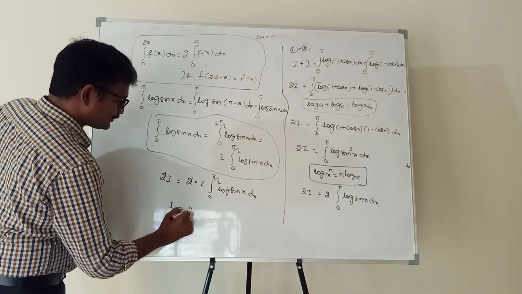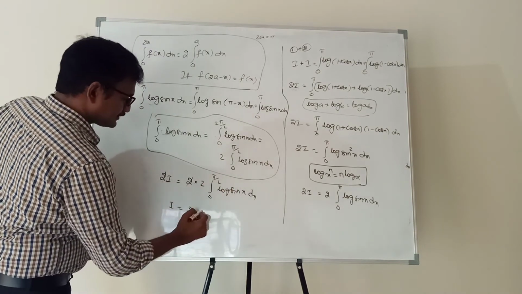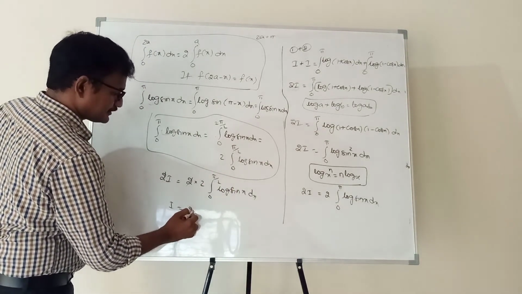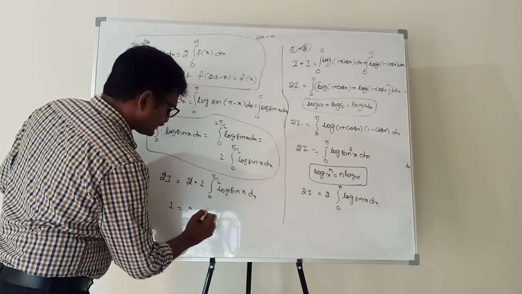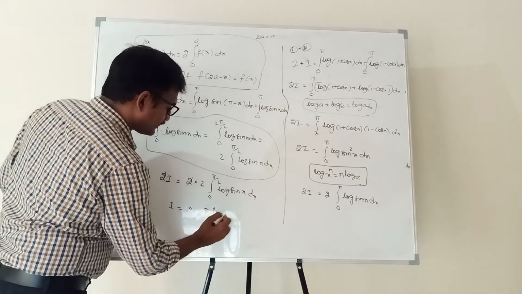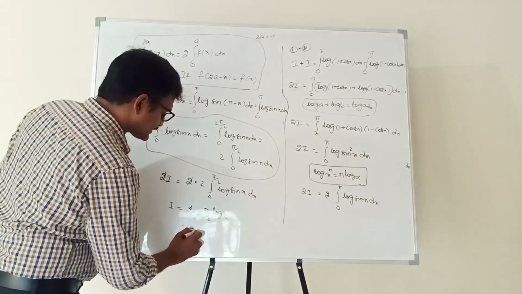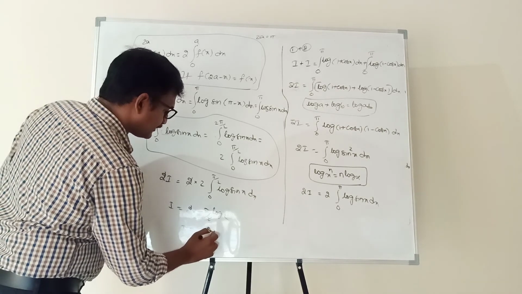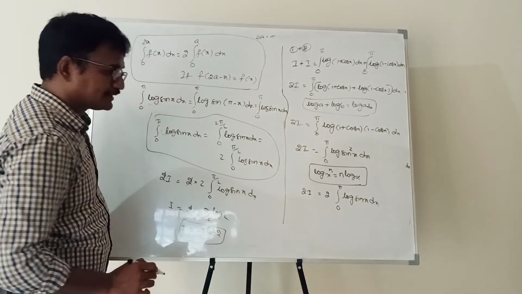I is equal to 2 times, and we already proved this value in the previous problem. What is the value of this function? Minus pi by 2 log 2. The 2 gets cancelled, so I is equal to minus pi log 2. This is the value of the given problem.